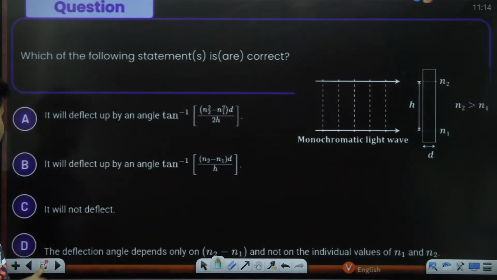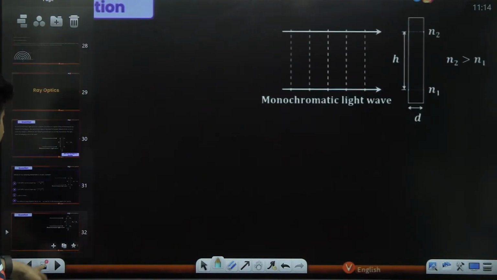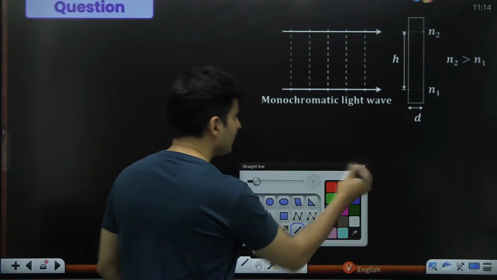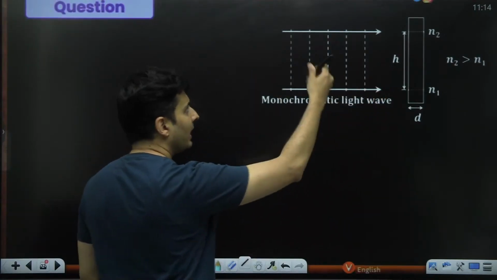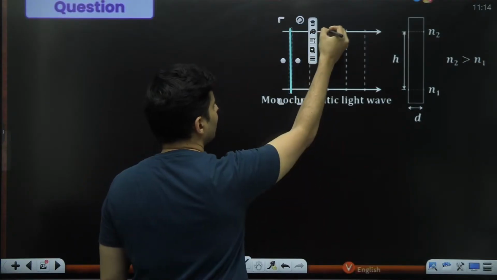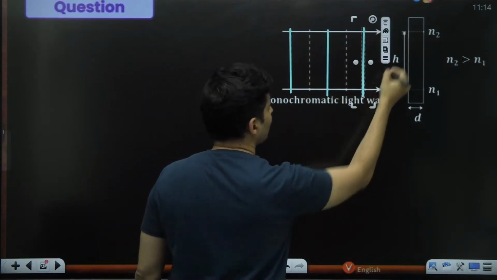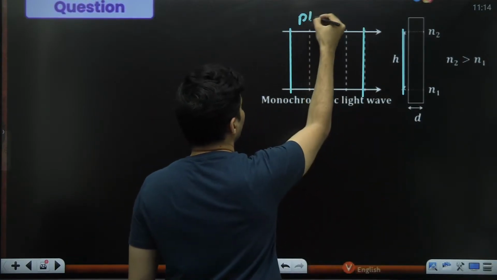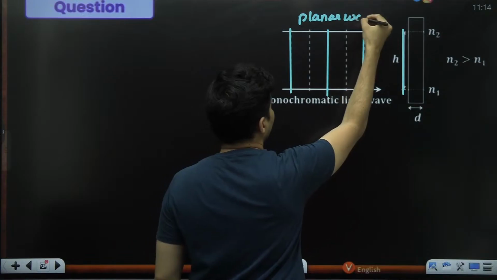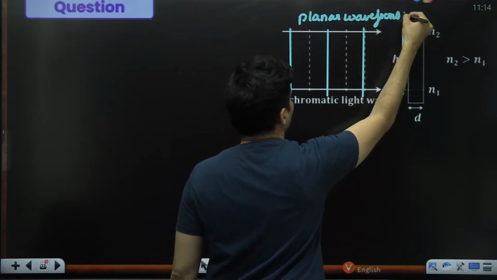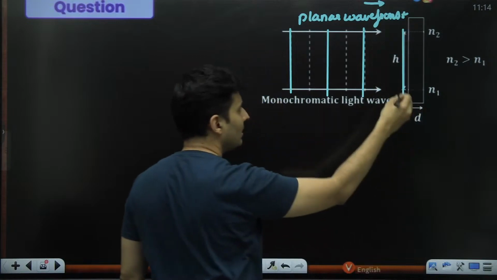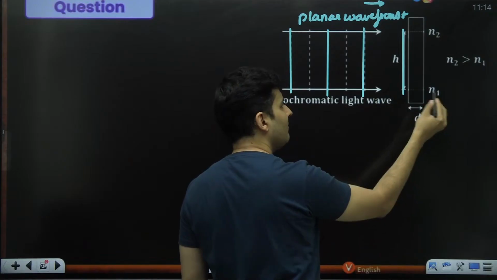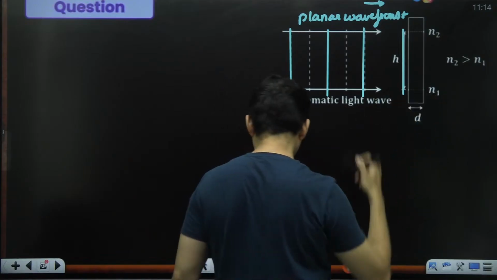Everything is about deflection, so let's try to understand it. Look at it via wavefronts, then it will be easier. This is a parallel beam of light, so the wavefronts will look something like this. These are planar wavefronts moving like this. This wavefront will enter till here. Wherever it is slow, it will take some time to come out. Wherever the refractive index is less, it will come out faster.